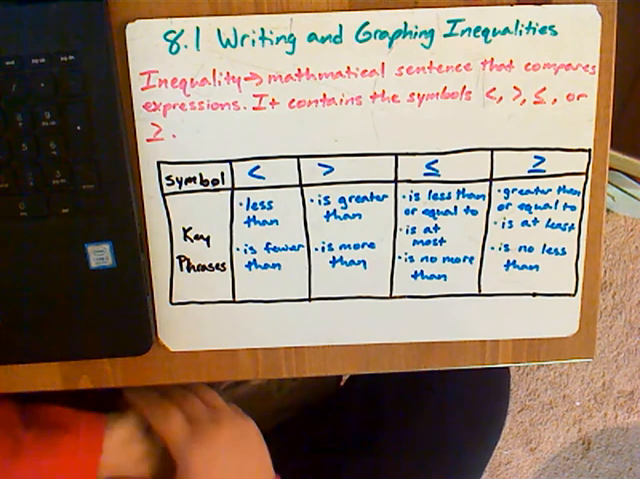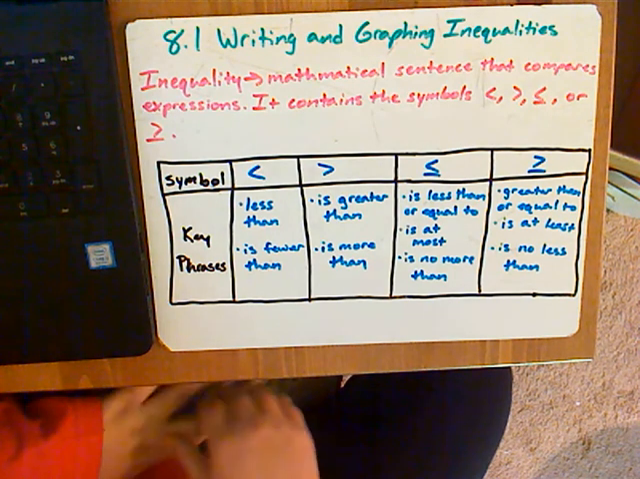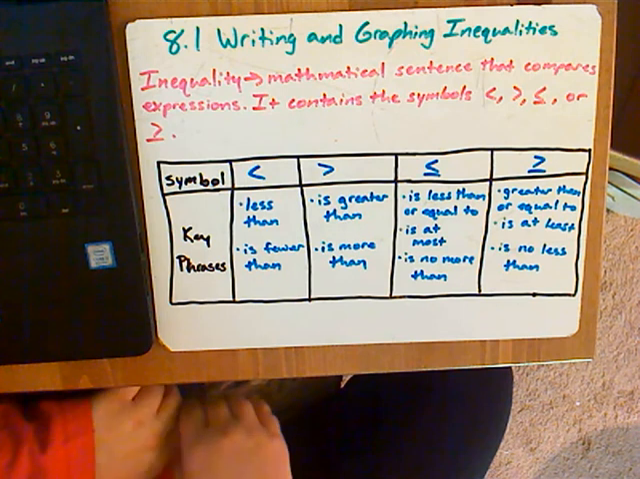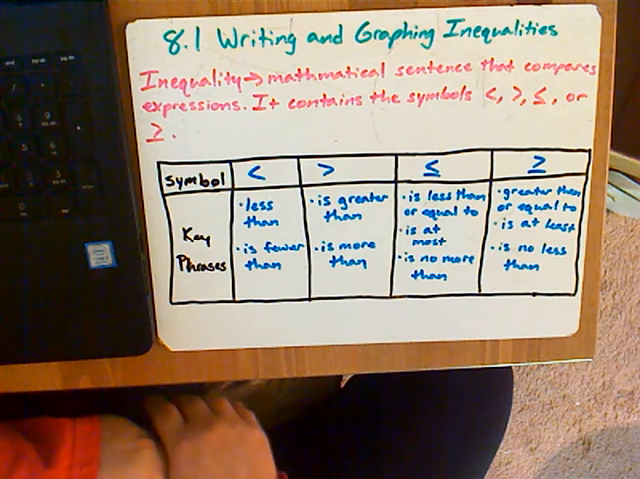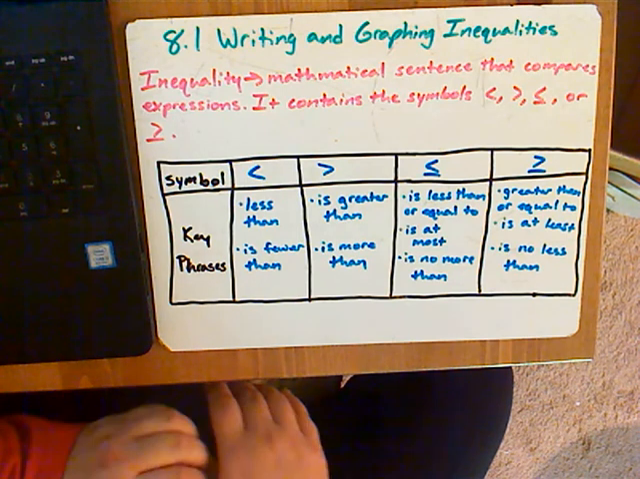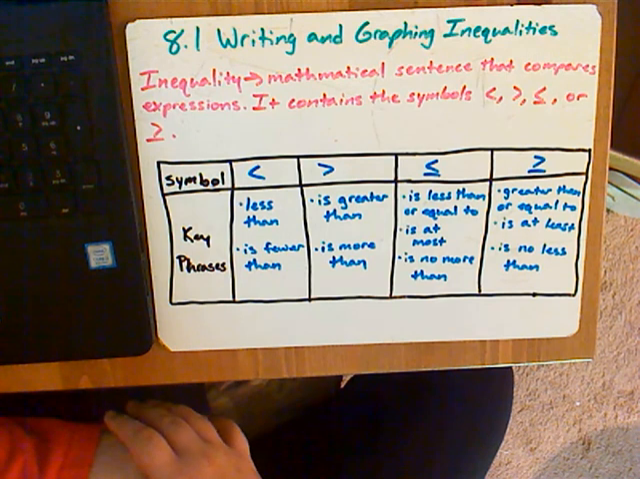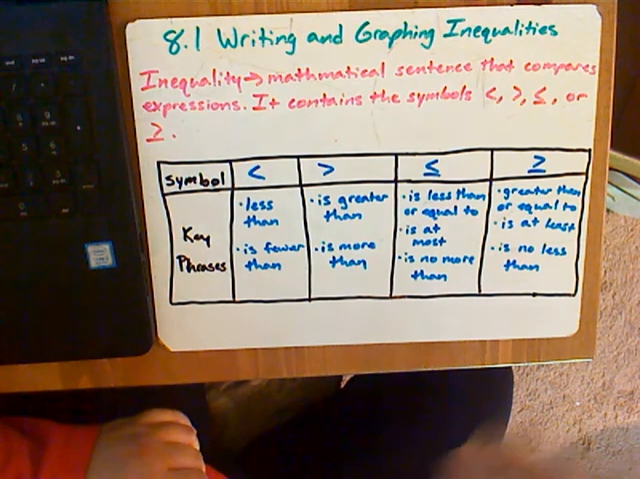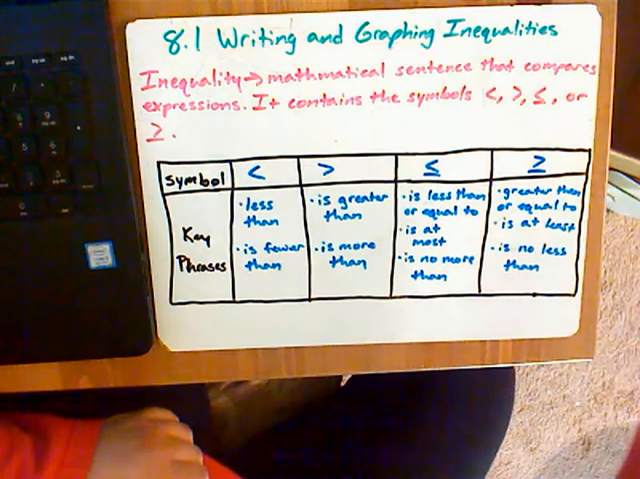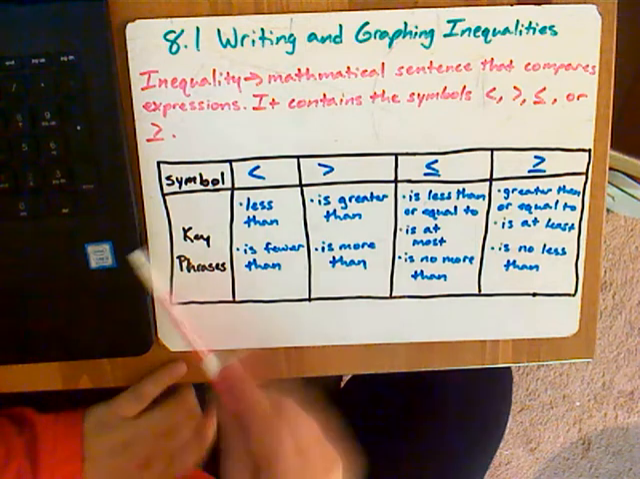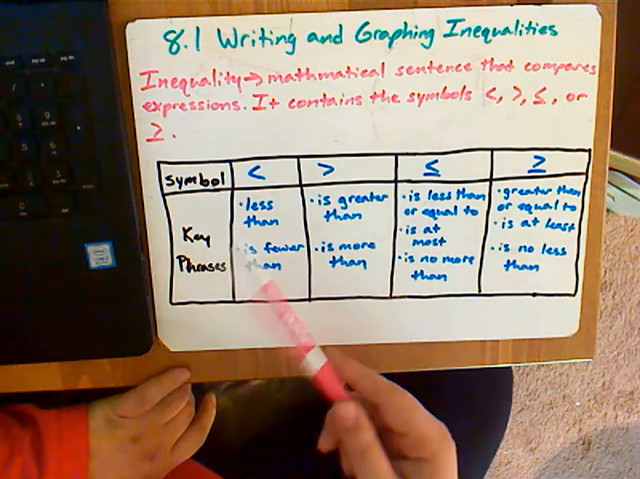So, an inequality is a mathematical sentence that compares expressions. It contains the symbols less than, greater than, is less than or equal to, or is greater than or equal to. So you're already familiar with these symbols, you've seen them before.